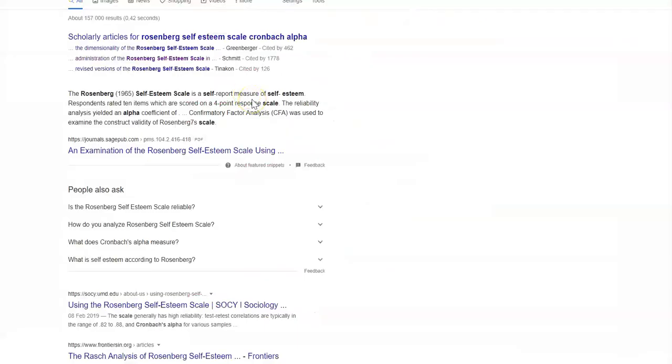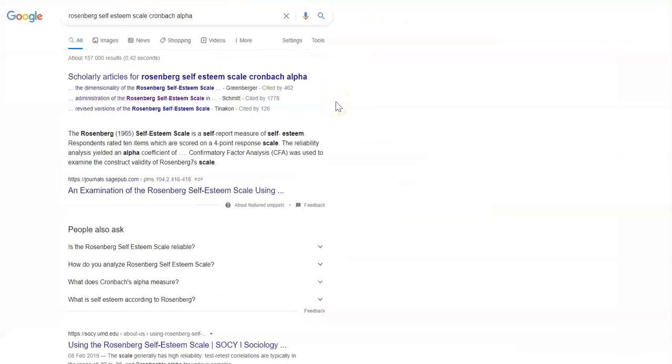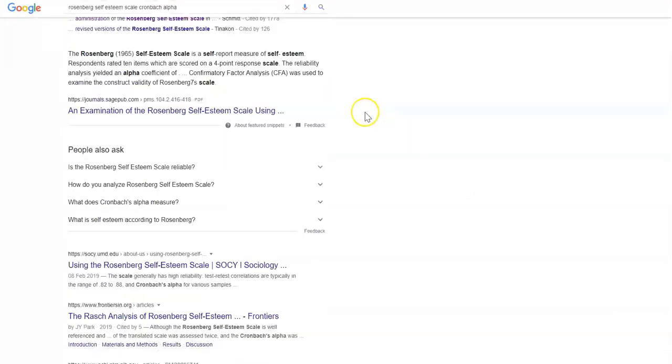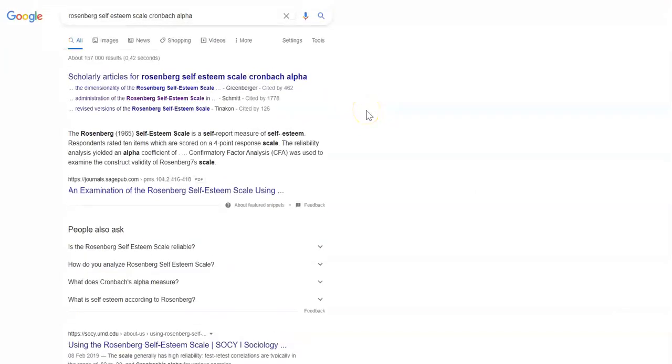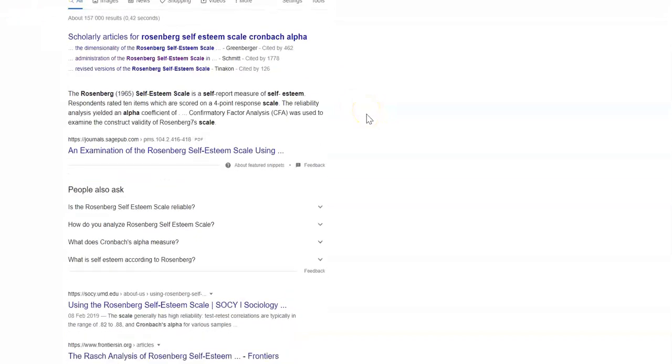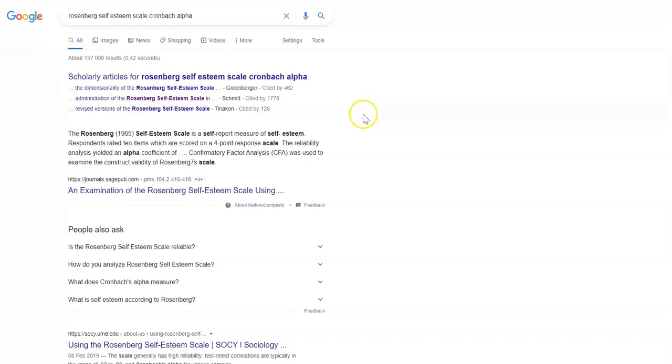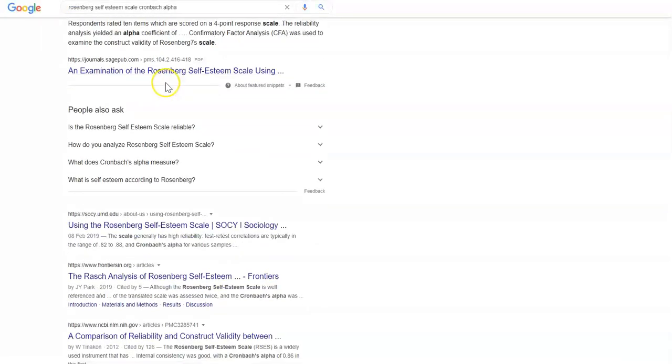Okay, so what I've got here is just a quick search on Google regarding the Rosenberg self-esteem scale. I thought I had the article, but I don't have it in my own directory at the present moment. So this was just a keyword search on the Rosenberg self-esteem scale, Cronbach's alpha. There are some very well cited articles in Google. This one has been cited 1,700 times. In those articles, you will find some information about how it was validated.